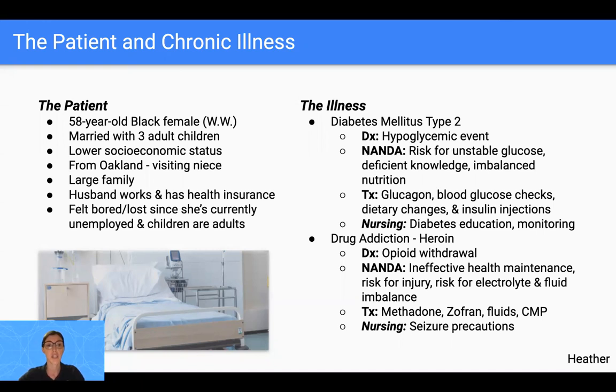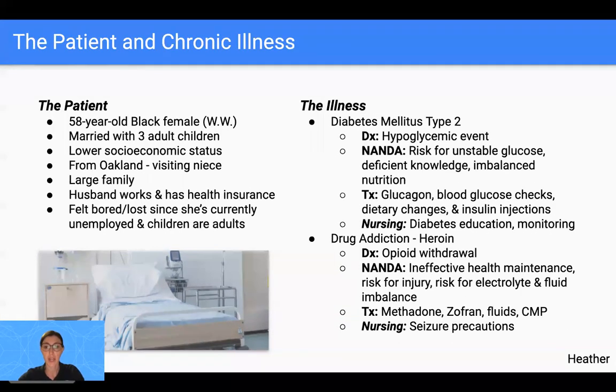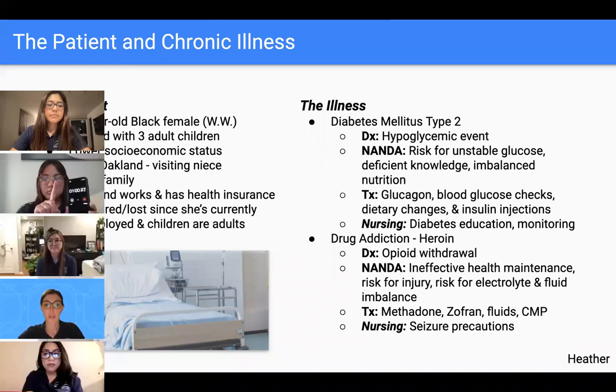And she was not employed at the moment. She's periodically employed, but her husband works and she gets her health insurance through her husband. She feels alone though. She felt bored and lost since her kids are now grown up. And this led into her drug use, which is one of her chronic illnesses. She is currently addicted to heroin. And she was undergoing an opioid withdrawal when she was admitted.